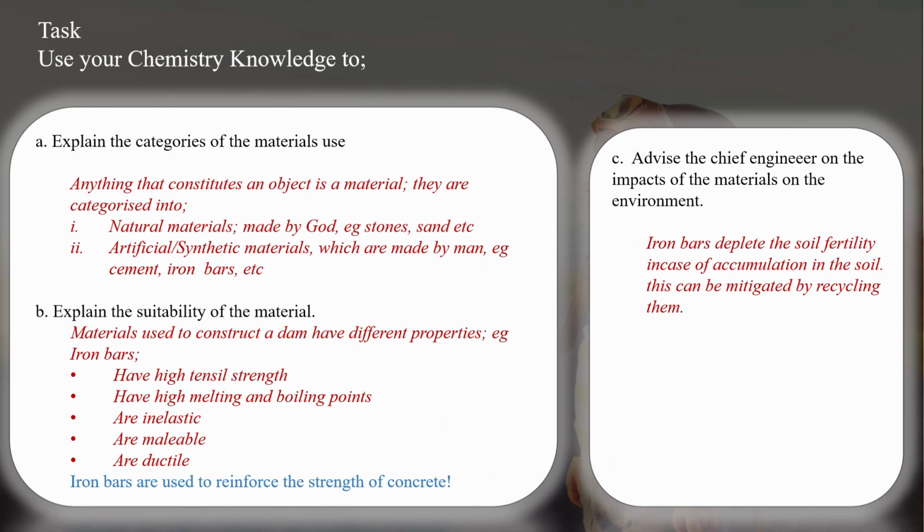Now, the advice that I was giving here reflects the impact of this material. For example, iron bars deplete soil fertility in case of accumulation in the soil. This can be mitigated by recycling them. Depleting soil fertility is an impact or side effect. It occurs when they accumulate in the soil. After accumulating, they can destroy the soil's fertility. How can it be mitigated? Instead of dumping them anyhow, they should be recycled.